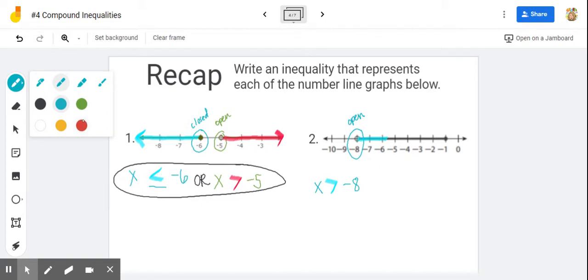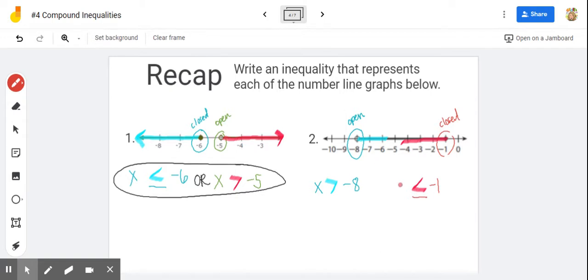Now on my other side, I have a closed dot over here at -1. That's going to be important. And we are also shading to the left of -1. So that means I'm going to point my symbol going towards the left. And since I am closed as a point at -1, I am going to underline. Now, since this is contained in between, this is not an or statement. This is what we call an and statement.